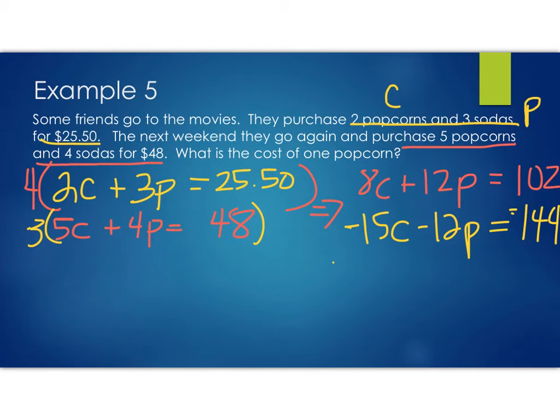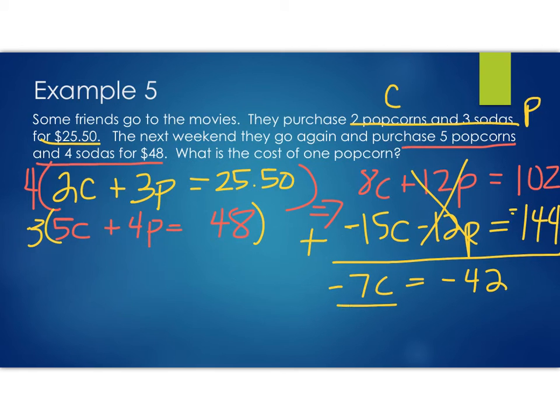Now when we add these guys up, 8c plus negative 15c is negative 7c. I know the 12s cancel each other out. That was the whole point. And then on the right, we'll get negative 42. Divide both sides by negative 7, and we'll figure out a popcorn costs $6. That is what the question asked. Let's plug that back in just to make sure you guys know how to find how much the pop costs.